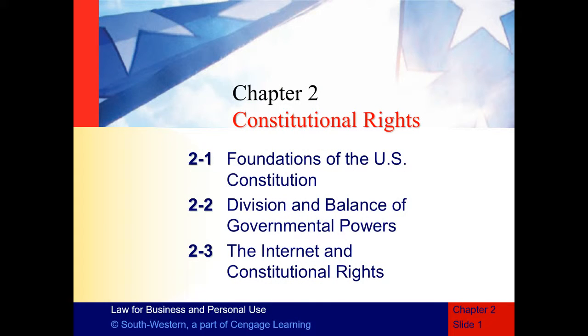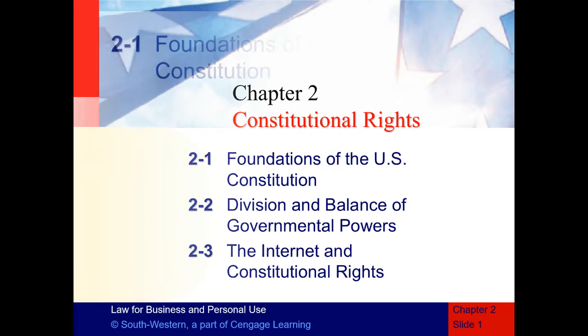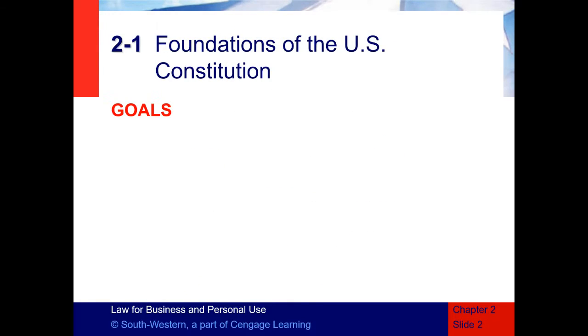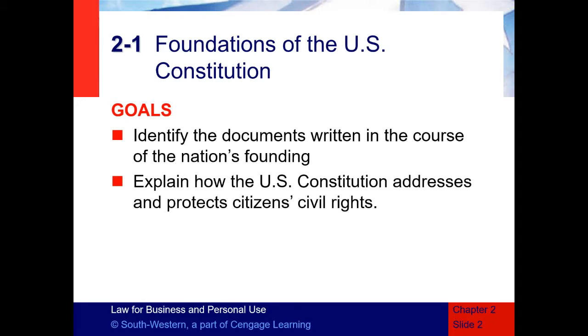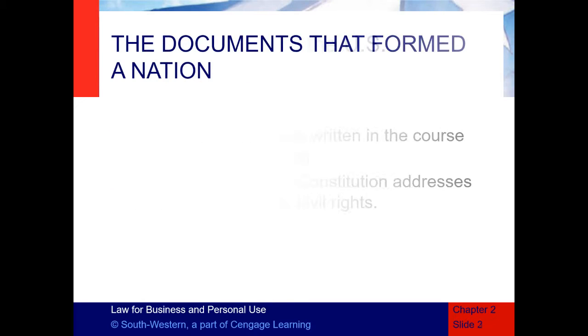All right, so taking a look at Chapter 2, Chapter 2 is going to go over your constitutional rights. Section 1, we're going to have the foundation of the U.S. Constitution. Section 2, we're going to talk about the division of balance and power of governmental powers. And then Section 3, we're going to look over the Internet and constitutional rights that relate to that. Okay, so Section 1, the goals that we're going to have. We're going to identify the documents written in the course of the nation's founding. We're going to explain how the U.S. Constitution addresses and protects citizens' civil rights.